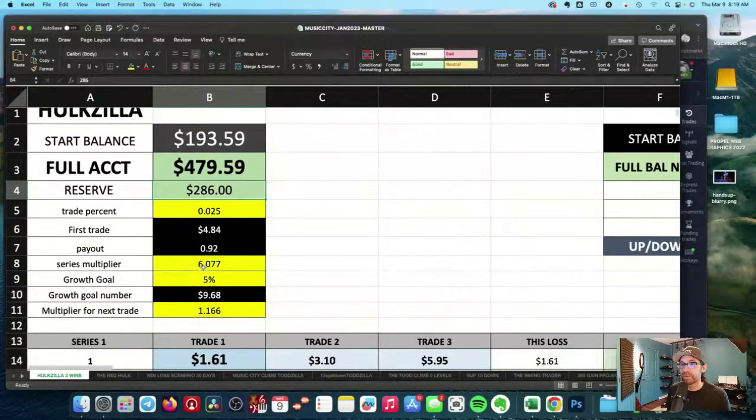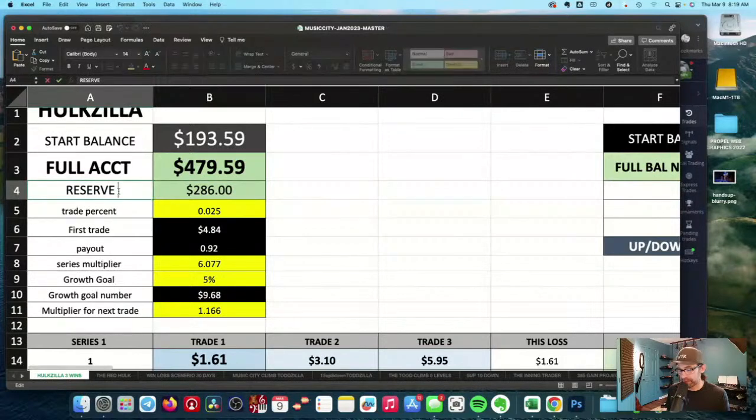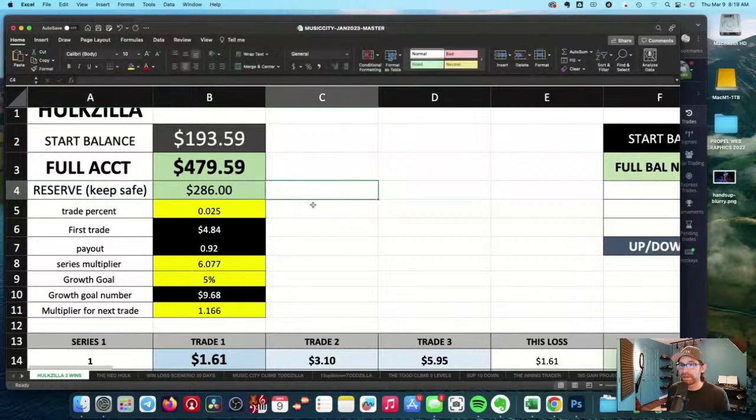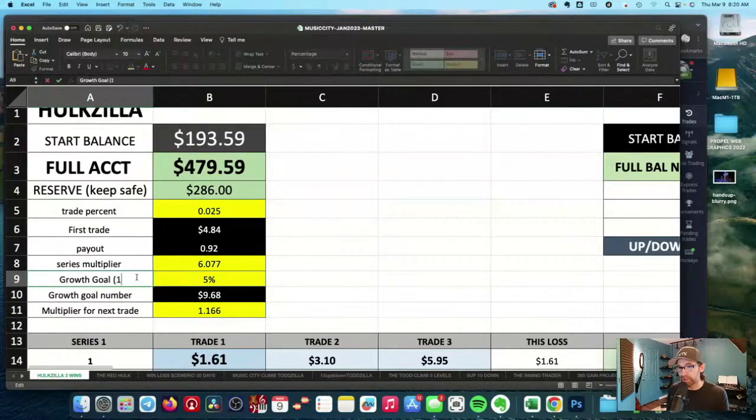Okay, so that's kind of important because if you don't want to use your full account, which I would say don't do that, then you want to save some of it out in reserve. Keep safe. I don't know. Let's call it keep safe. Whatever. You can type whatever you want in your chart. And then we have a trade percentage here. All of this is just the technical math. My growth goal for 1 series is 5%.